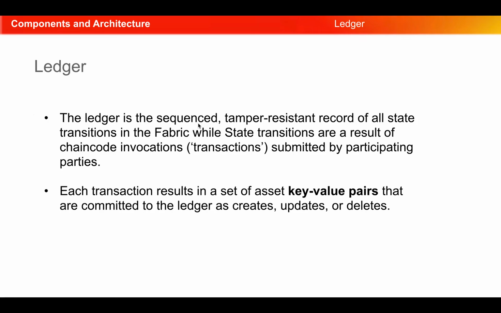The ledger is the sequenced, tamper-resistant record of all the state transitions in the fabric, while state transitions are a result of chaincode invocations or the transactions submitted by participating parties. Each transaction results in a set of assets, which are key-value pairs, that are committed to the ledger as create, update, or delete transactions.